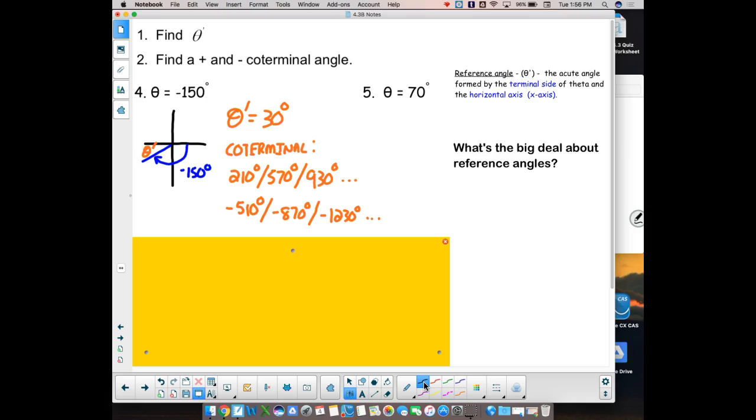70 degrees. What's the reference angle to go along with an angle of 70 degrees? Lucas? 70. Because it's in quadrant 1, it's its own reference angle, right?